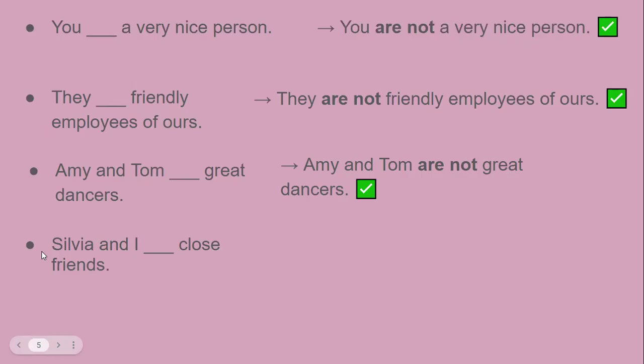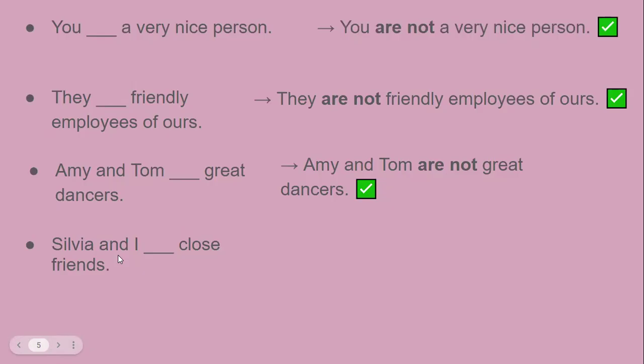Sylvia and I, blank, close friends. You've got Sylvia, who is the subject. It's a she. And I'm included. I am a he. But in this case, we've got two subjects again. So I take this subject as a collective. So it is we. Why we? Because I have included myself, right? So that's why I say we.